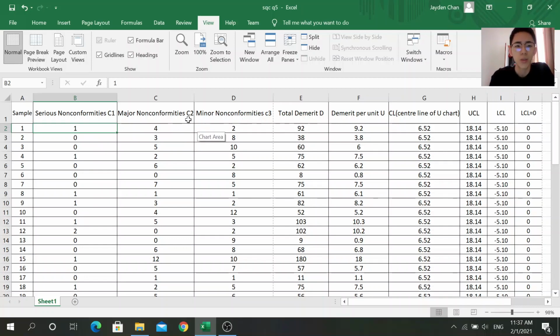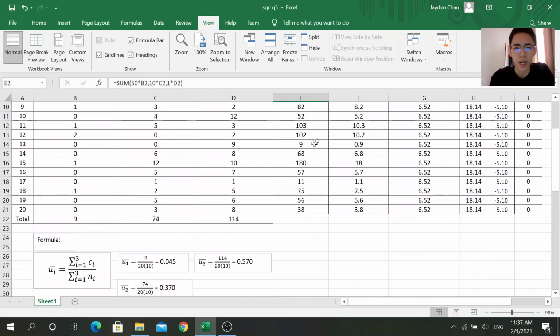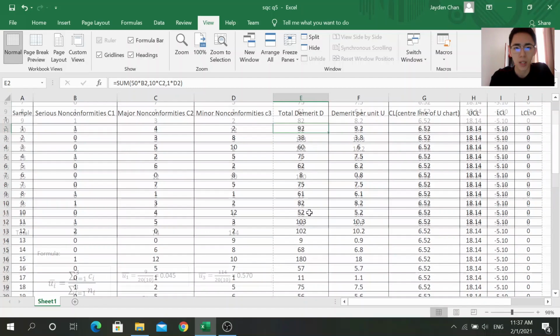So we use the weight times the first sample here: 50 times 1, 10 times 4, and 1 times 2. Finally, we get 92 here. As we stated here, the formula is the sum of 50 times B2, 10 times C2, and 1 times D2. With a simple click, we get the rest of the data until the 20th sample.